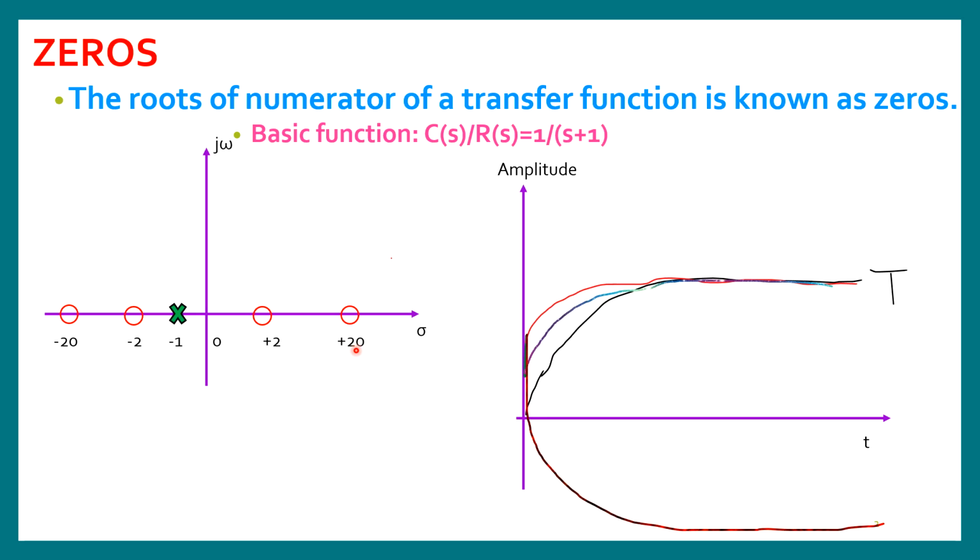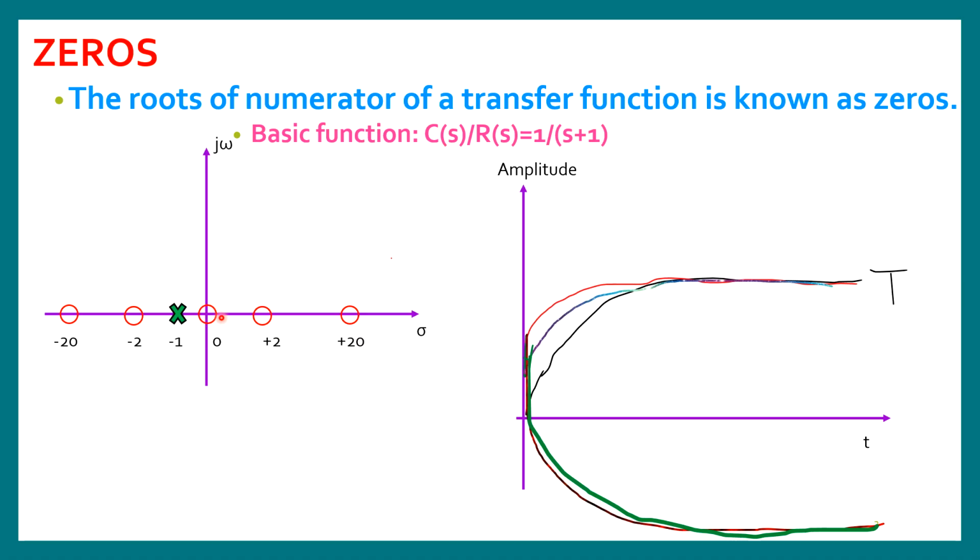Similarly, let us assume a zero at s equal to 20. It will also create an undershoot, but the effect on the initial magnitude will be less when compared to the previous case. So this would be the shape of the effect of an added zero at s equal to plus 20. What would be the contribution if a zero is added at the origin?